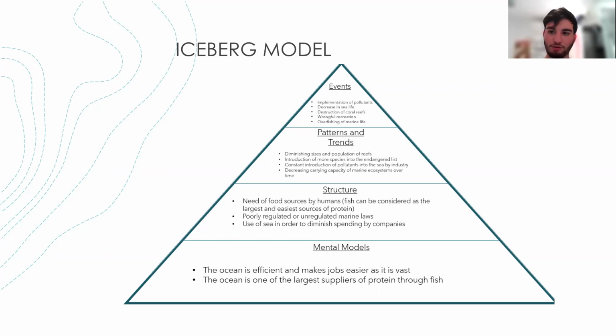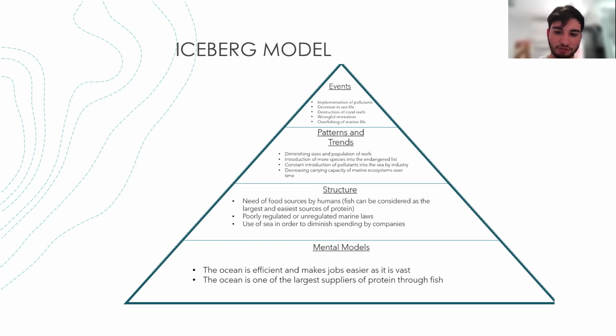Afterwards, the structure can be seen going deeper into the iceberg, where there is the need of food sources for humans, as the ocean is considered to be one of the largest and easiest sources of protein in the world, as well as the poorly regulated and unregulated marine laws, which are found across various nations. And finally, the mental models.